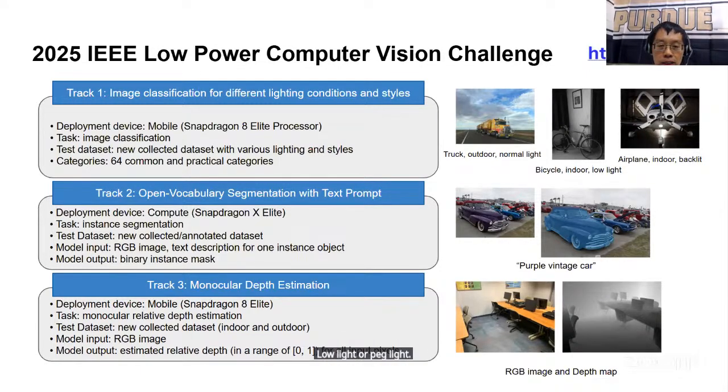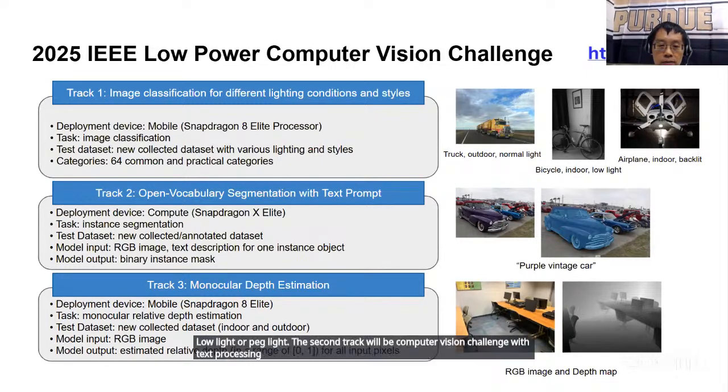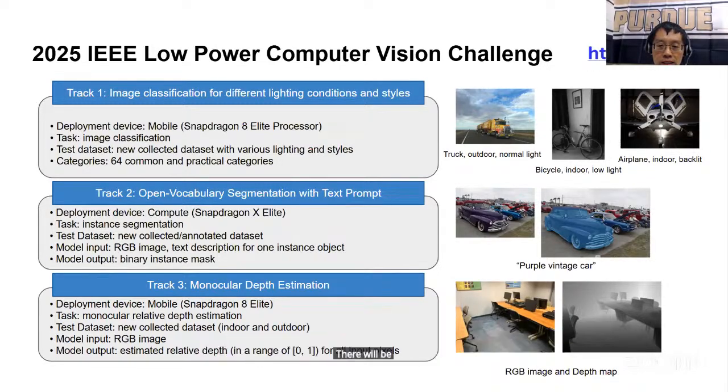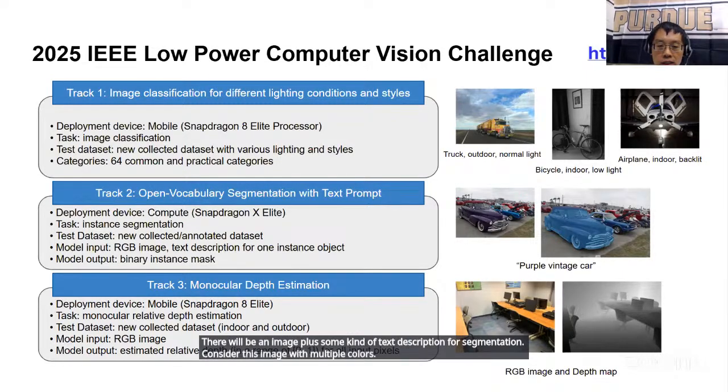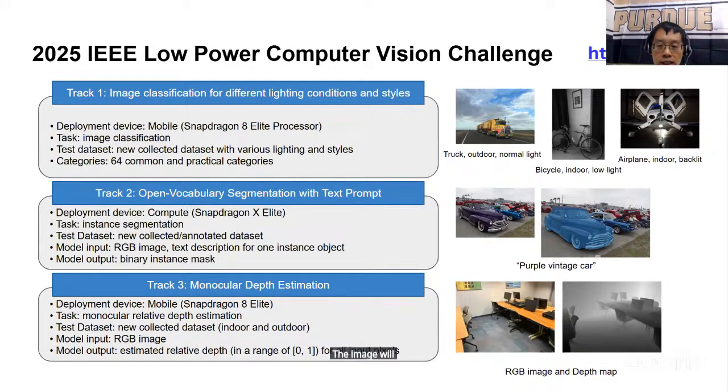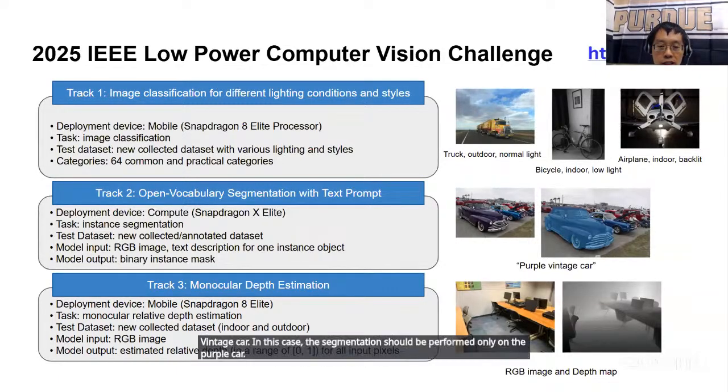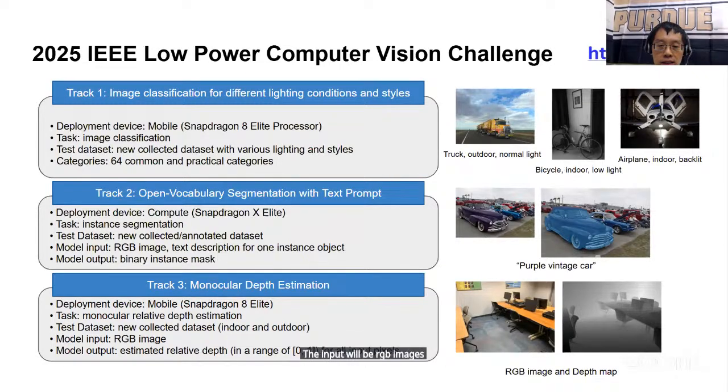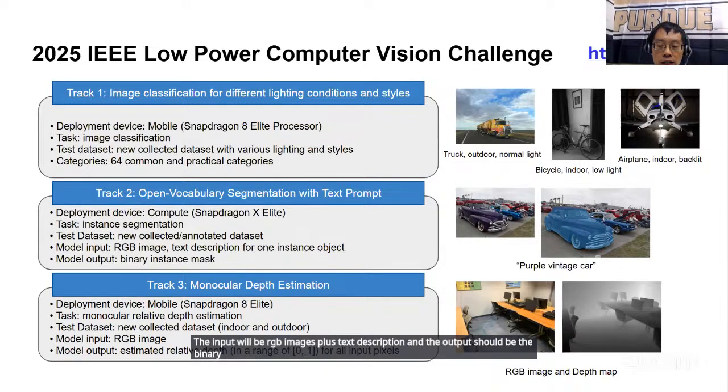The second track will be a computer vision challenge with text processing. This is open vocabulary segmentation. There will be an image plus some kind of text description for segmentation. Consider this image with multiple colors. The image will be given together with a text description such as purple vintage car. In this case, the segmentation should be performed only on the purple car. The input will be RGB images plus text description, and the output should be the binary instance mask of the object that meets the description of the text.